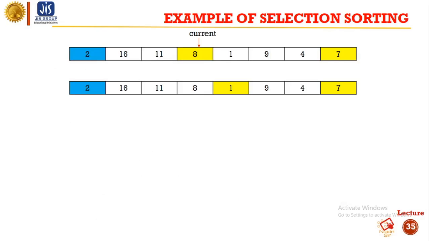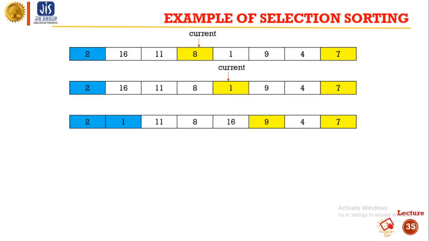Now next the current is at 1. So we'll check whether 1 is less than 7 or not. Here we can say that 1 is less than 7. So 1 will move to the index position, that is 16. So 1 will move here and 16 will come here. And the current position is incremented by 1 and the index value is now at 11.